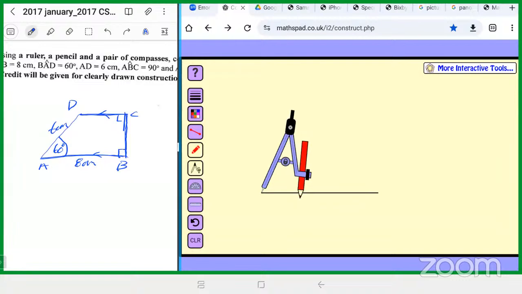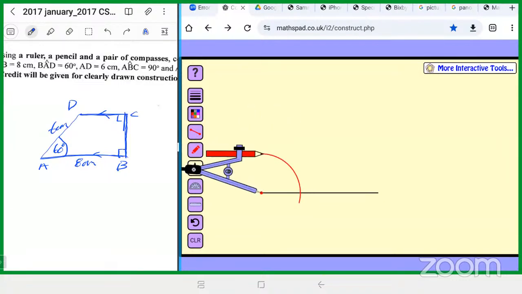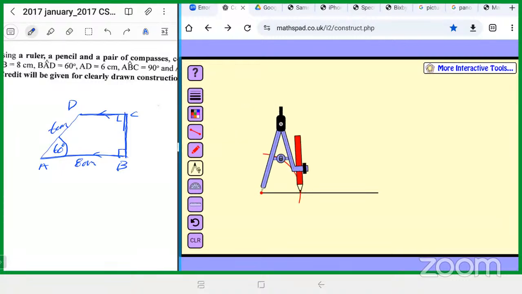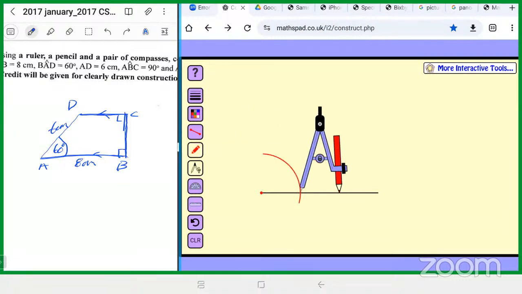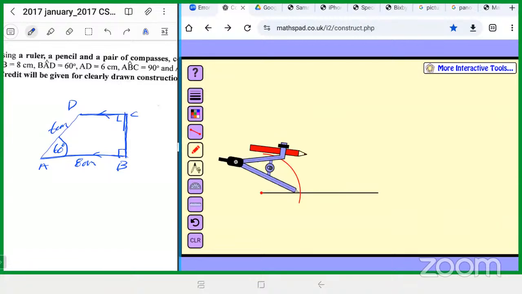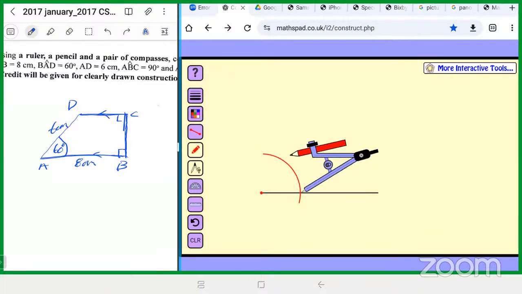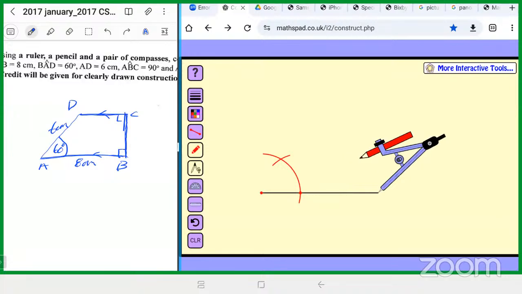Let's go again. I have to lock the compass. I can't open the compass. So go there again. Move the point to here. Rotate it up, and cross that one. That is 60 degrees. At the other end, I'm going to construct my 90.